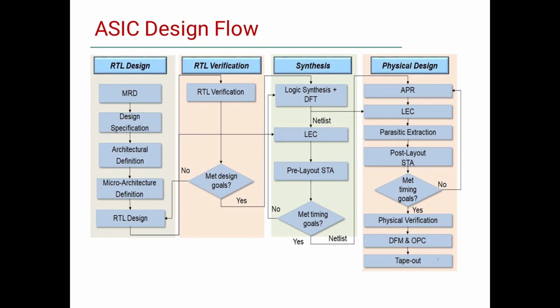Next, LEC. Layout is done, extraction is done, and parasitic extraction is nothing but RLC. Here, if the timing goals are met, physical verification will be done. If not, the same process will be continued for placement and routing. Next, OPC, design for manufacturability, is done. Finally, the tape out is done for a chip.